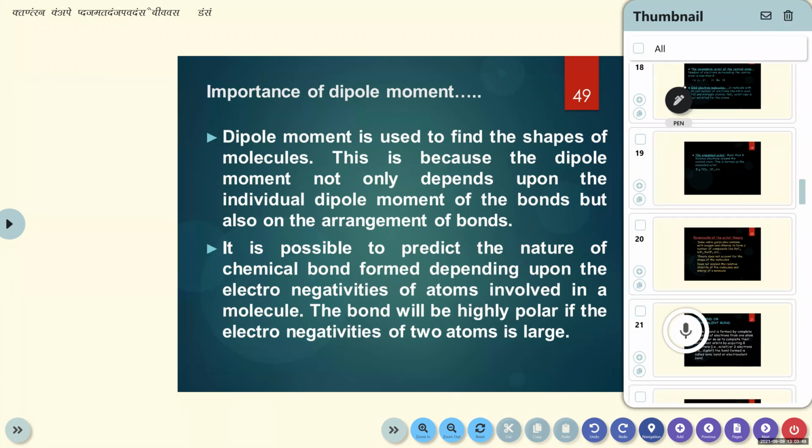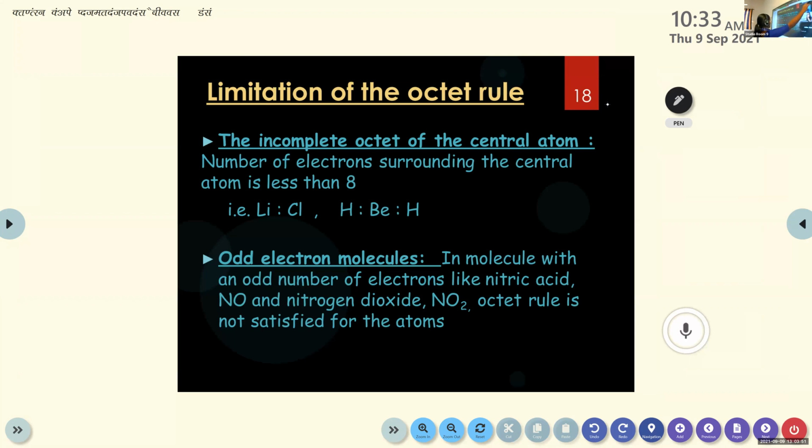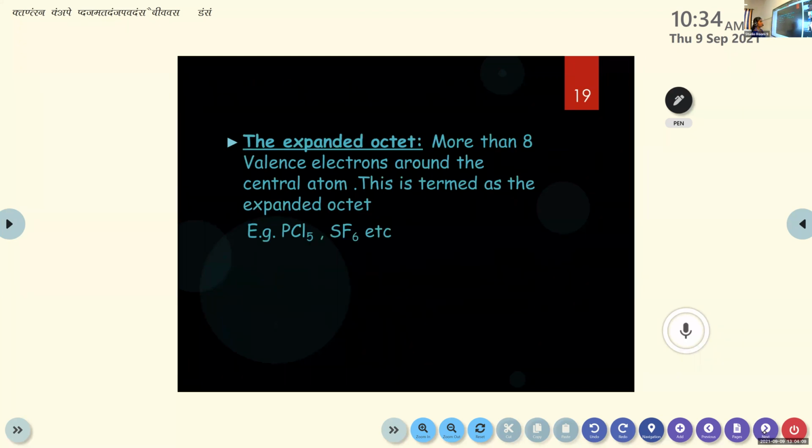So that's the second point. In molecules with an odd number of electrons like nitric oxide, then nitrogen dioxide, the octet rule is not satisfied for the atom. Same thing in the case of nitric acid, then nitrogen dioxide, etc. Then we are moving to the third point, the expanded octet.